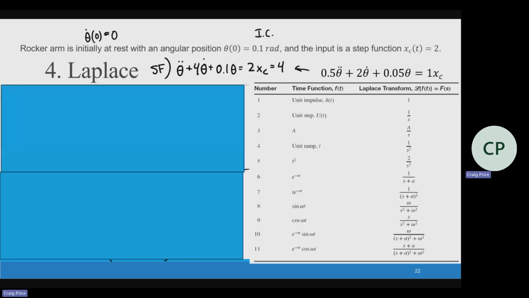Now, wait a second. Didn't we find the DC gain? What is the DC gain? 20. So what's our final value going to be for theta?